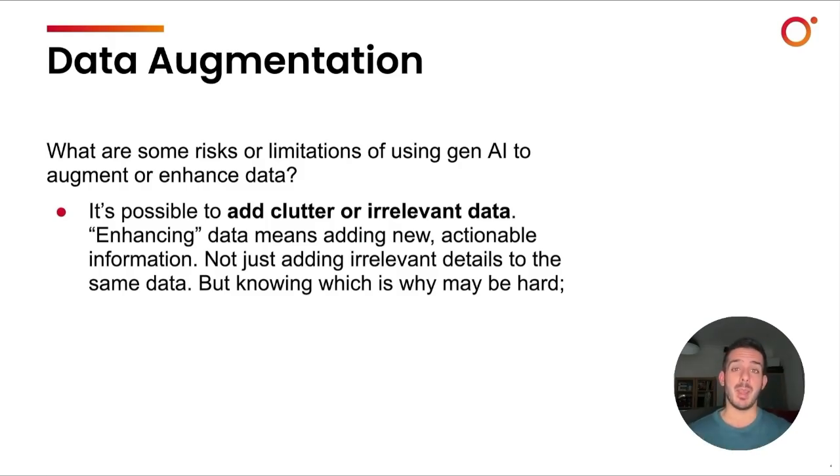Look, enhancing data means adding new actionable information, but you can't just add any information and call it enriching, right? Especially if the information is of low quality. So not just adding irrelevant details to the same data, right? You have to add things that make sense and that help you, usually with specific use cases, but knowing which is which may be hard.